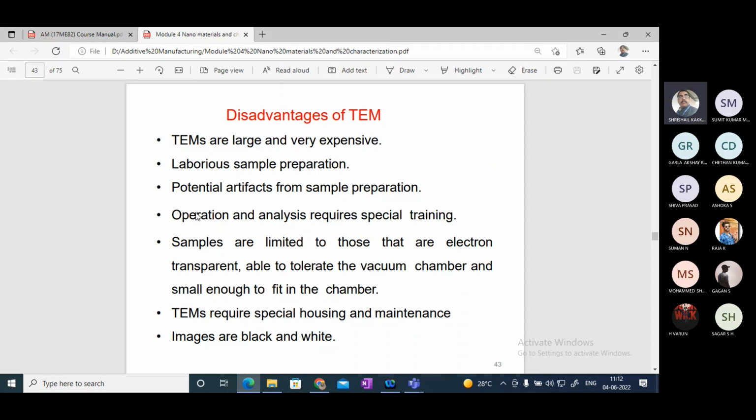Okay, and another one, very special training is required to prepare the specimen and at the same time to operate the TEM. That is one of the disadvantages.